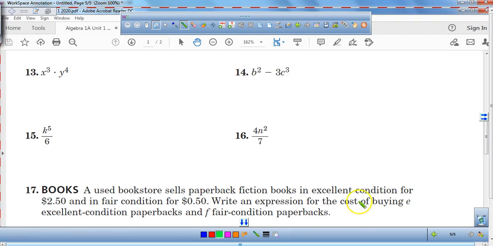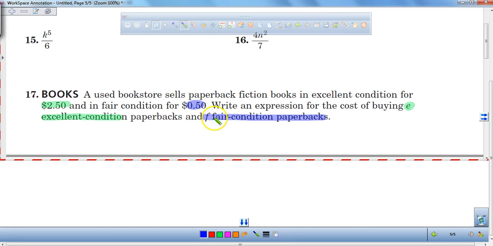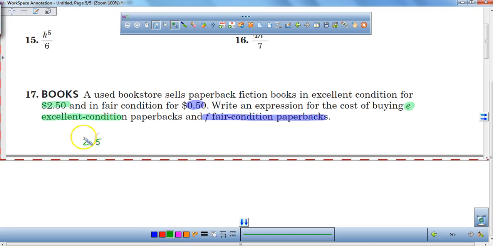Right here it says E represents excellent books. And what do excellent books cost? They cost $2.50. But fair condition books, F, they cost 50 cents. So 50 cents per fair condition and $2.50 per excellent condition. So this was very easy. All we're going to do is put 2.5. We don't even have to use the 0 because 2.5 and 2.50 are the exact same. Times E, which represents excellent books. That'd be the price of all the excellent books that you buy.